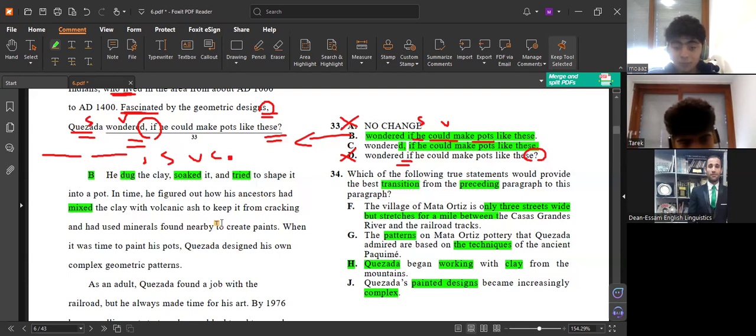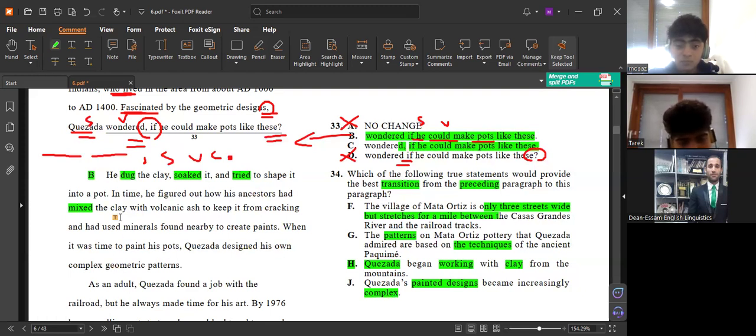But wait, are we talking about the designs being complex? Did he mention that? No. The designs are complicated, intricate, hard, difficult? No. Was not. Nope. You feel it? He said here when it was time to paint his spots, Gonzalez designed his own complex geometric pattern.